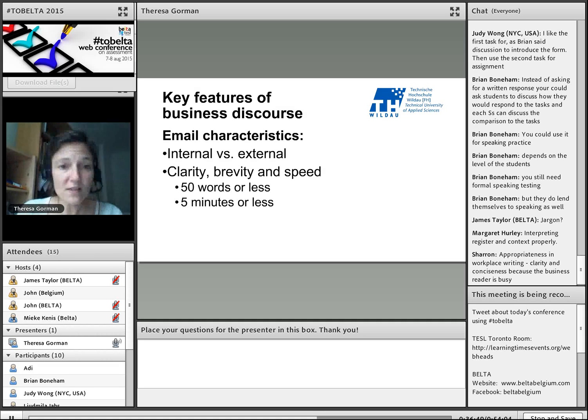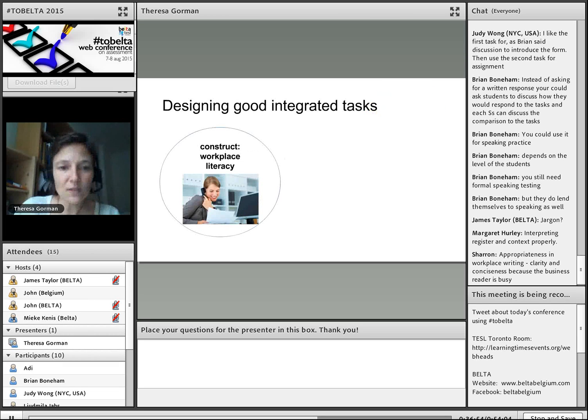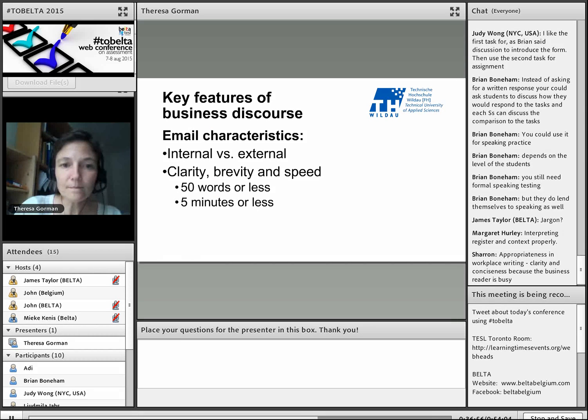Okay, the functions that were used in emails. Excuse me. The most typical functions by prevalence in Evans' study were informing, instructing, suggesting, reminding, and explaining. So, is all of this useful for task design?